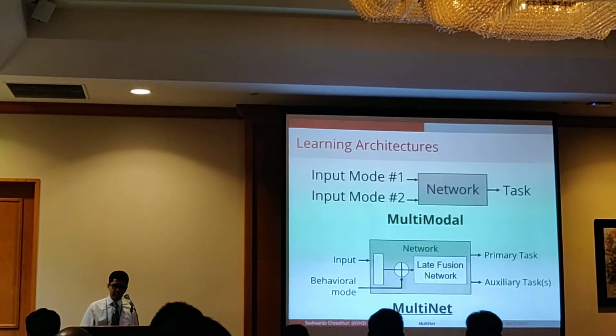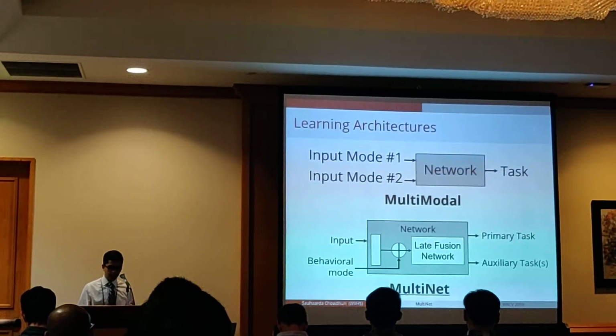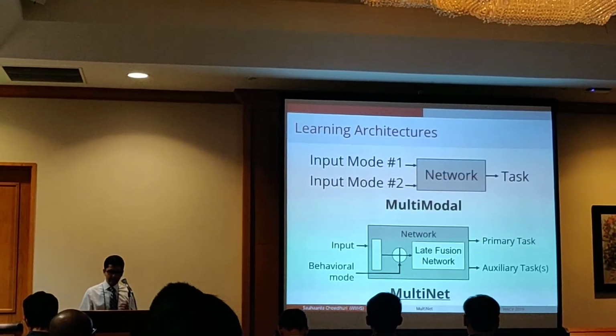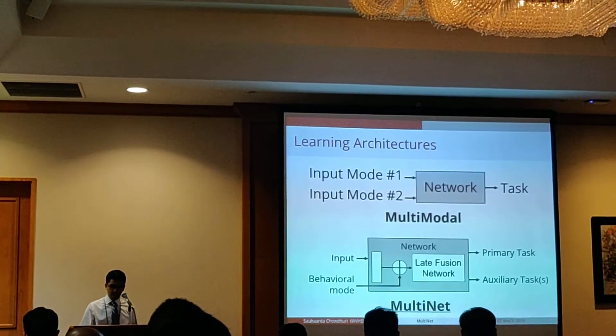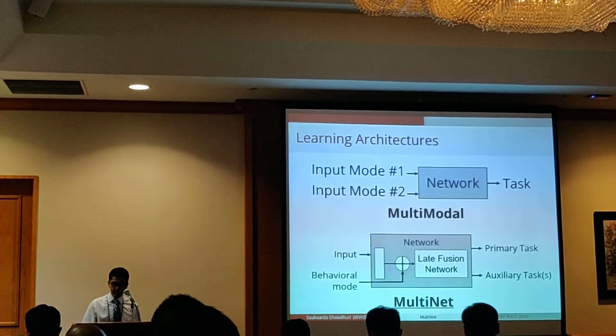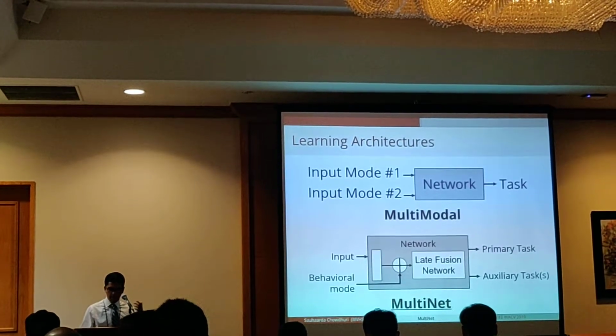In multimodal architectures, a network takes in multiple styles or modes of user input. Our multi-net model takes as input the behavioral mode it should act in for the current scene. This secondary input is fused with the camera input data after initial processing and sent to a final late fusion network for final output.